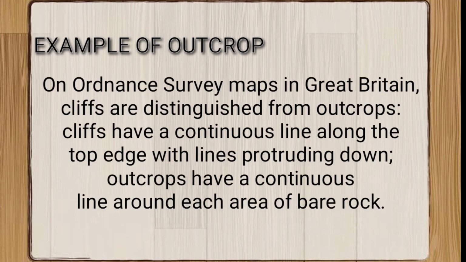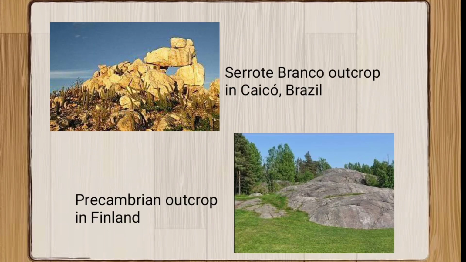Examples of outcrop. On Ordnance Survey maps in Great Britain, cliffs are distinguished from outcrops. Cliffs have a continuous line along the top edge with lines protruding down. Outcrops have a continuous line around each area of rock. Here are some other examples of outcrops.